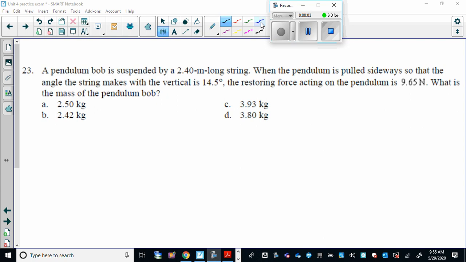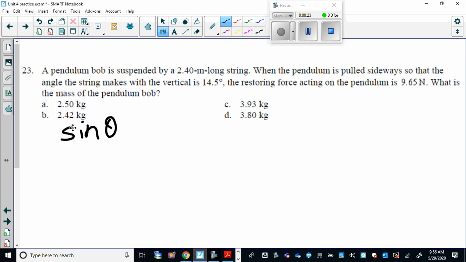Question 23. A pendulum bob is suspended by a 2.4 meter long string. When the pendulum is pulled sideways so it makes an angle of 14 degrees, the restoring force is 9.5. What is the mass of the pendulum bob? I don't think we need to go over this in any great detail at all.